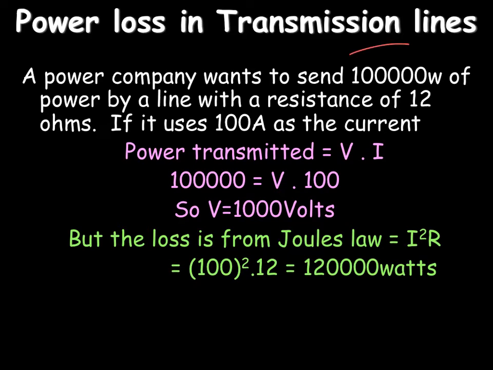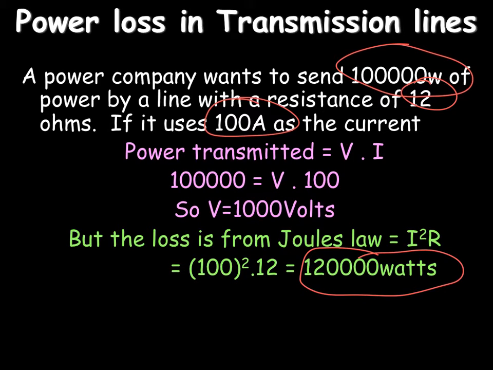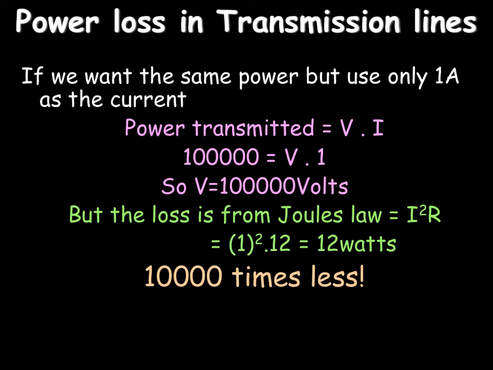You've got 100,000 watts to send, so you send in a 12 ohm cable. Now if you start with 100 amps, you end up losing 120,000 watts, i.e. more than you send. But if you use just 1 amp instead, which means you have to use a much higher voltage, 100,000 volts in this case, then your loss in the form of Joule's law is only 12 watts in exactly the same cable. 10,000 times less. And that's simply because of this square in Joule's law, the idea that it's I squared.